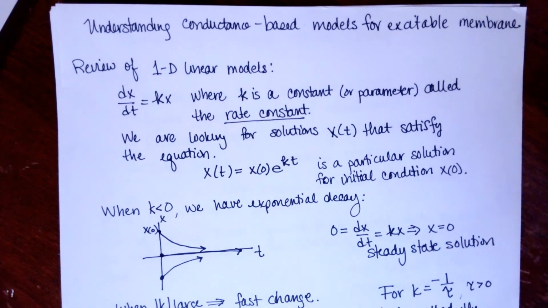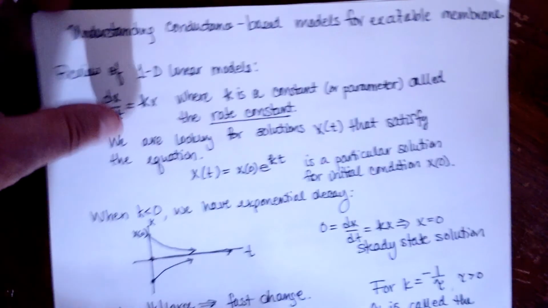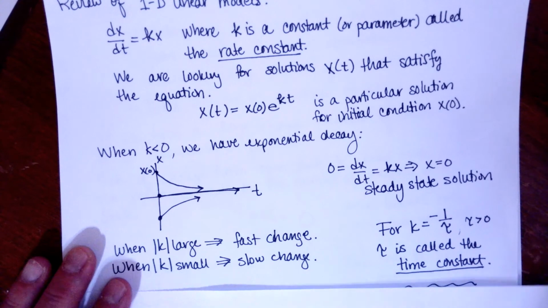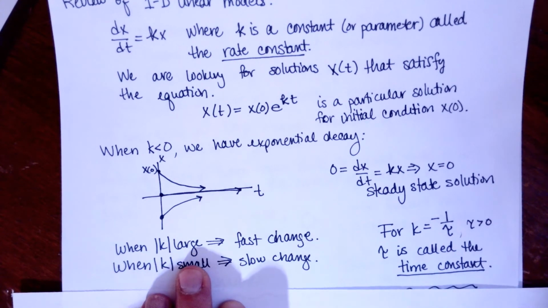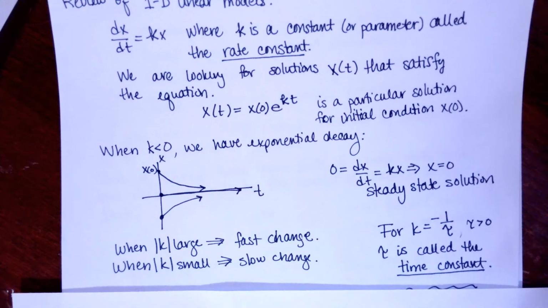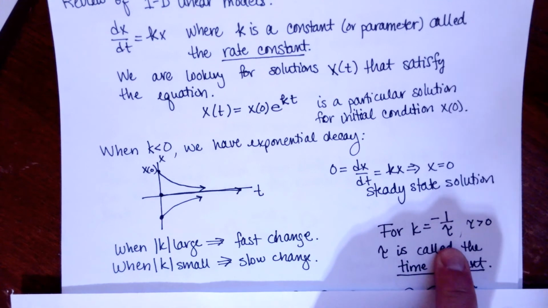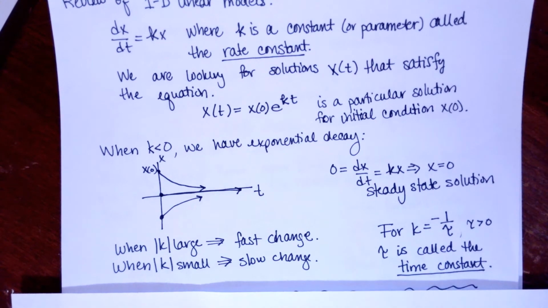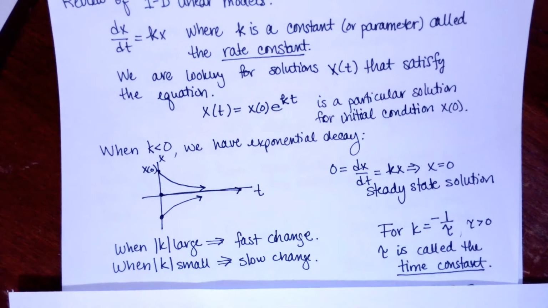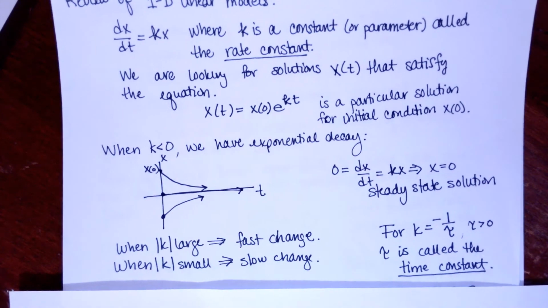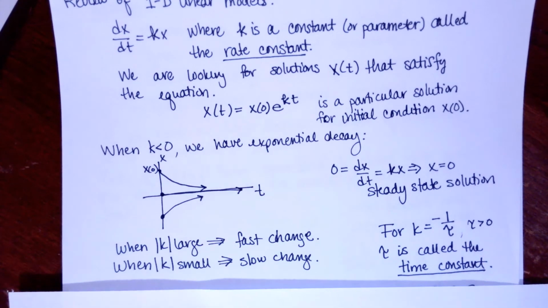I want to point out a few other things that we know. If the absolute value of k is large, where k is negative, then we're going to get a fast change. Our rate constant is very large, and our change is fast. When k is small, we're going to get a slow change. We could rewrite this negative value k as minus 1 over tau, where tau is positive. When we write it like this, we call tau the time constant. If k is equal to minus 1 over tau, we still have exponential decay, but whereas k tells us the rate that this decay goes towards 0, tau tells us the time it takes to get very close to that steady state.